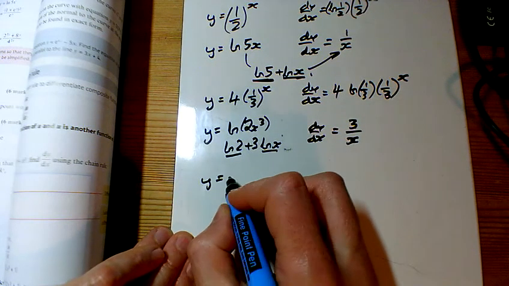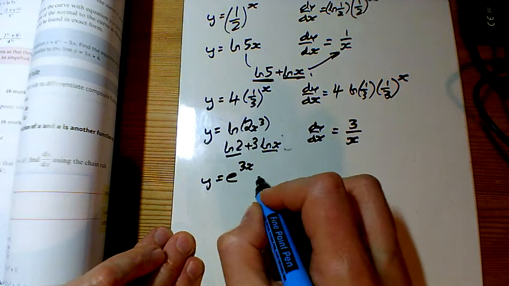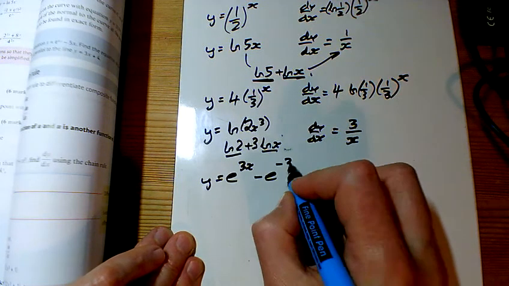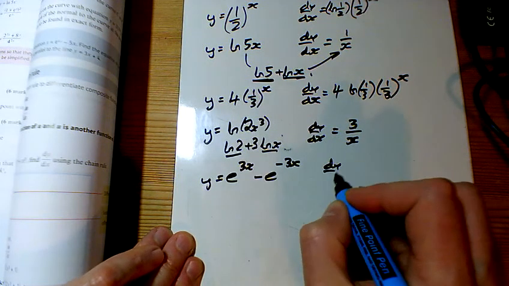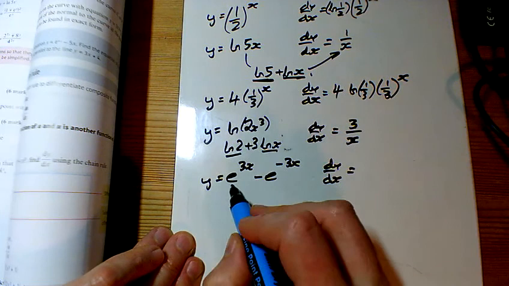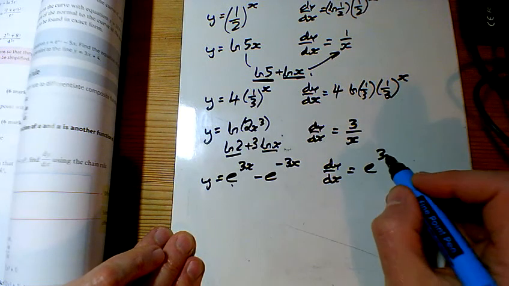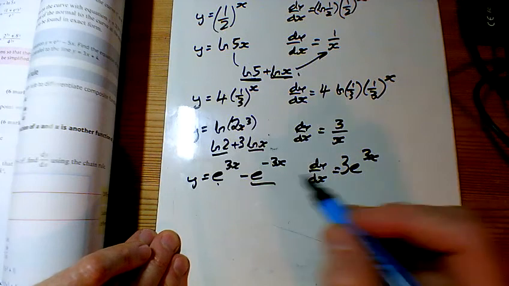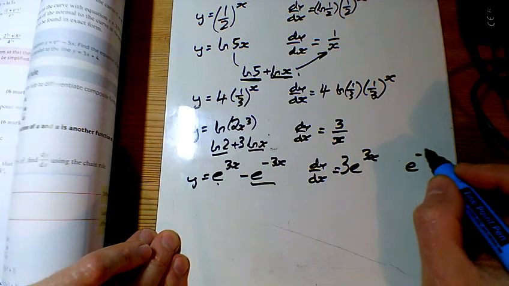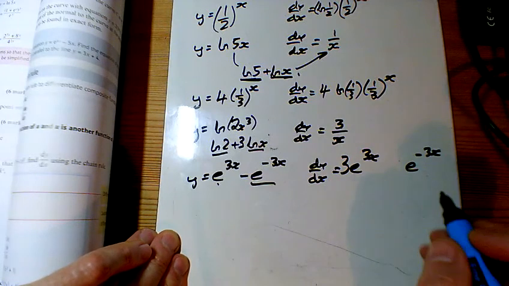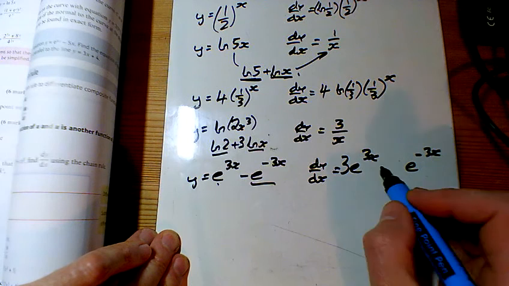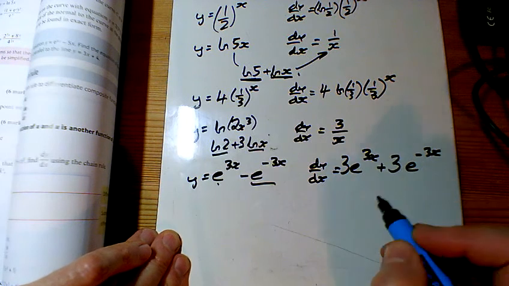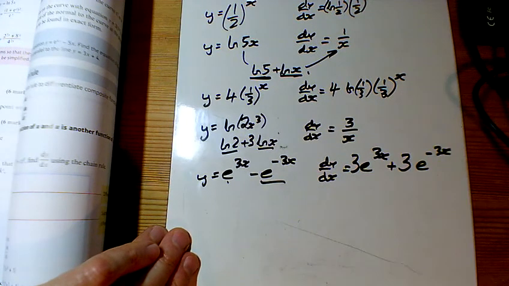2 to go. So y equals e to the 3x minus e to the minus 3x. Just got two things here then. So e to the 3x stays as an e to the 3x, but I've got to times by the 3. E to the minus 3x stays as an e to the minus 3x, but I've got to times by the minus 3. So minus minus, it becomes a plus there.